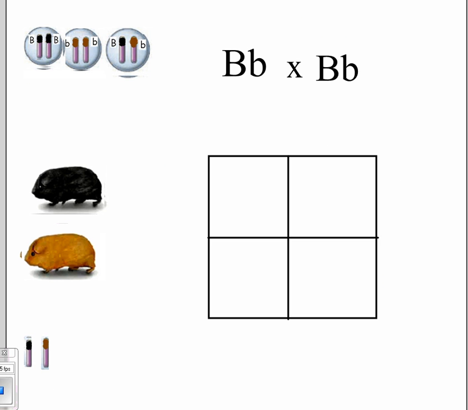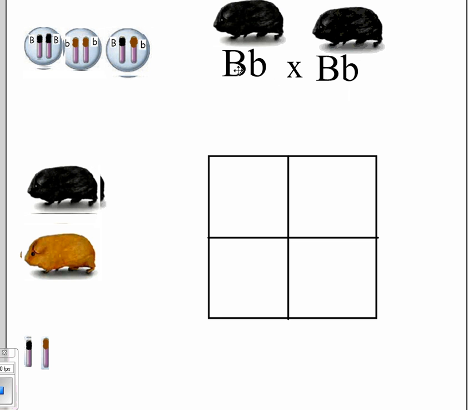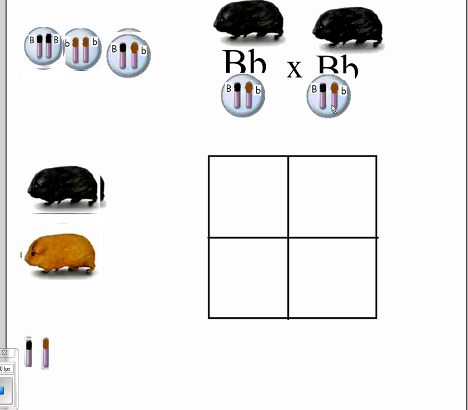So let's see what happens here. Now we're going to cross our F1. We know that they are both black, right? But they are carrying these genes, aren't they? So they're still carrying the brown genes. So let's go ahead and do your Punnett square. Big B, little b, big B, little b, and everybody do your Punnett square.